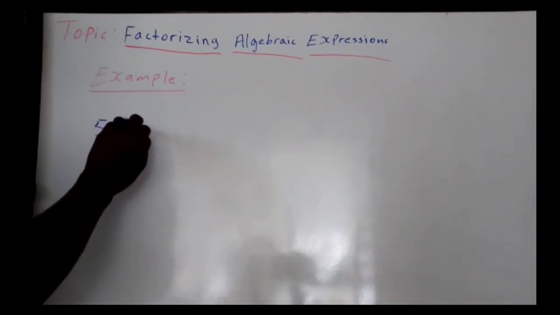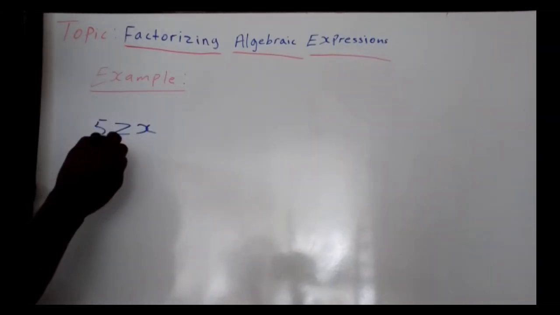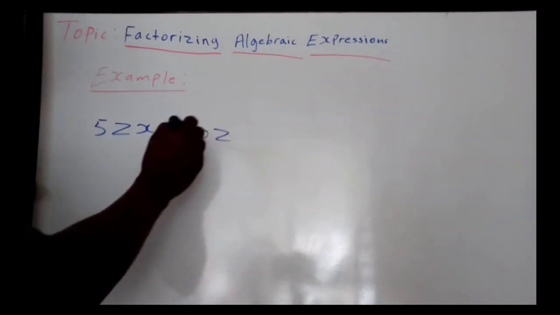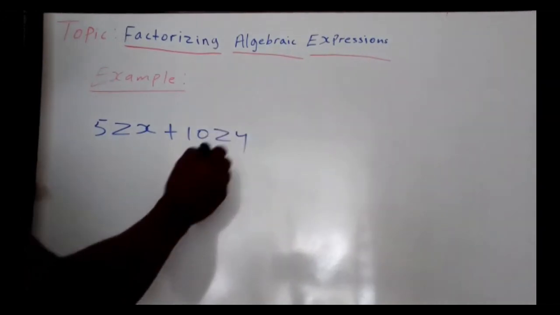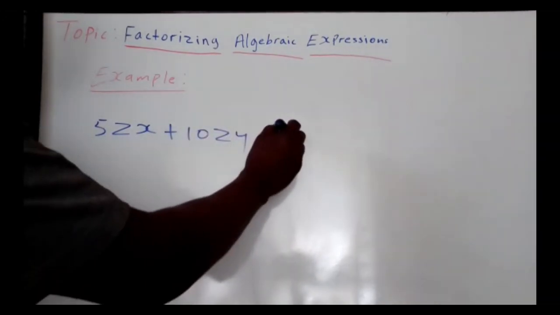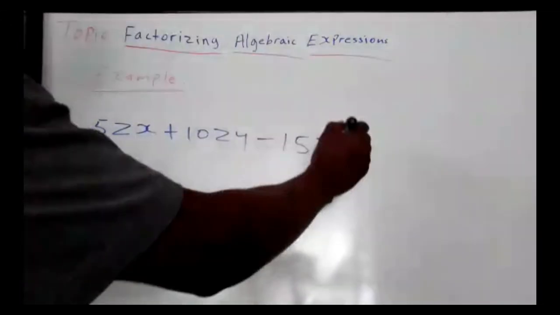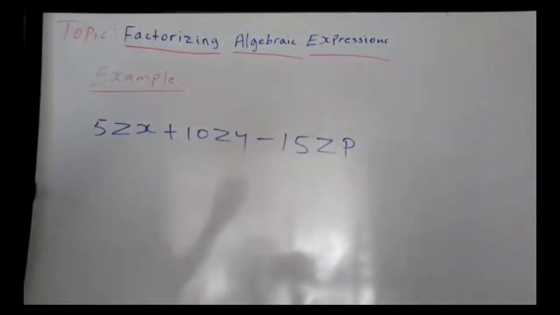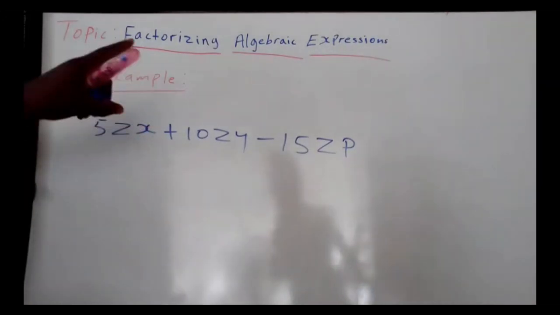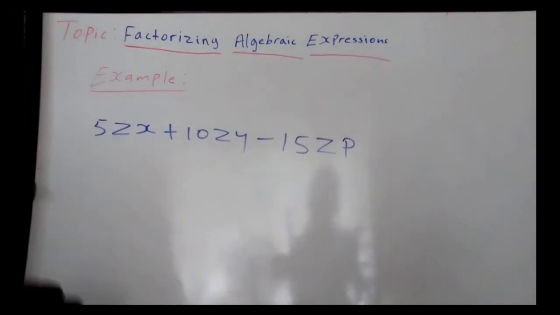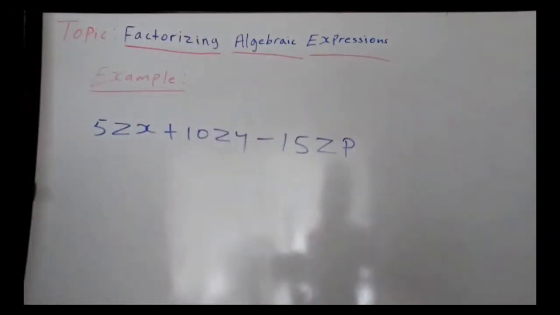5zx plus 10zy minus 15zp. You notice this problem has more than two terms. This is basically a trinomial in a sense because it has three terms.